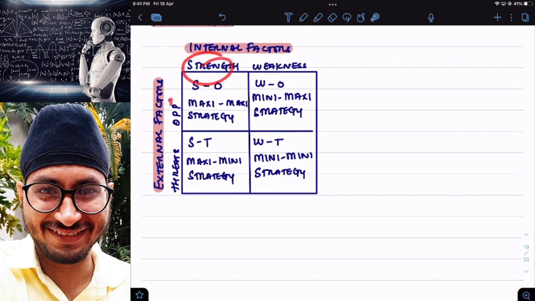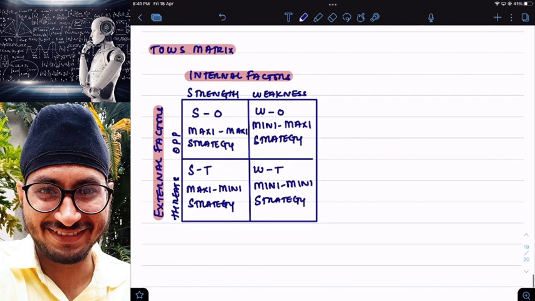I repeat: strength and opportunities, SO. Weakness and opportunities, WO. Strength and threats, ST. Weakness and threats, WT. SO is maxi-maxi strategy, WO is mini-maxi strategy, ST means maxi-mini strategy and WT means mini-mini strategy. Here the first one is SO, the maxi-maxi strategy.